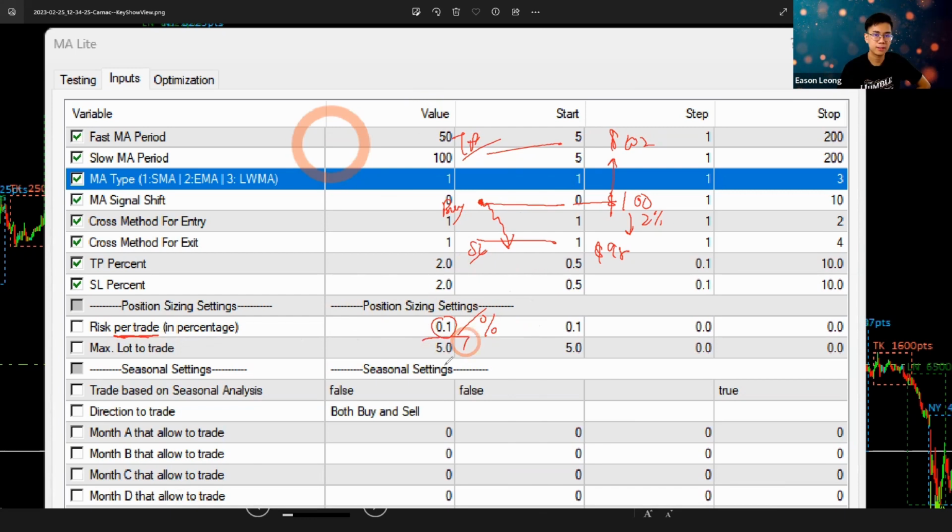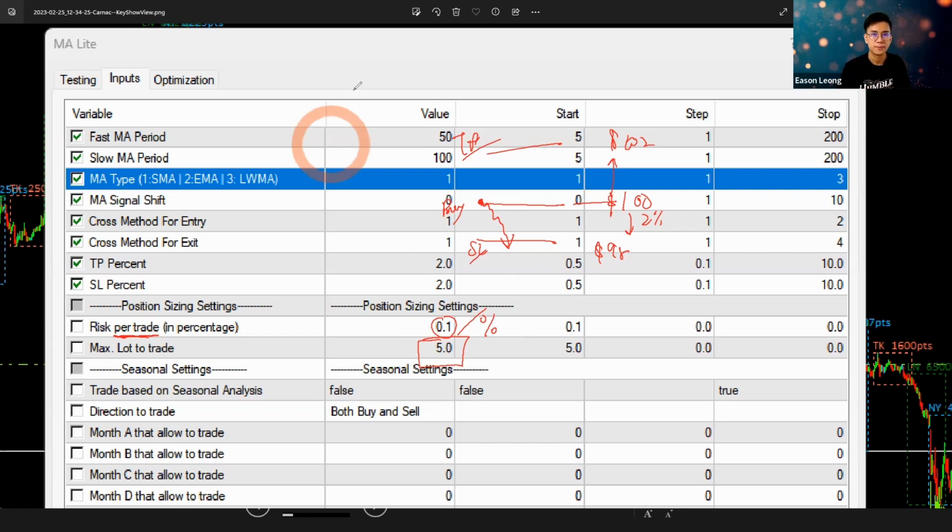Lastly, what is the maximum lot size that you are going to open? Because your account may be very small, or because your account may compound over time, hence you may want to increase or reduce this maximum lot. By default, just leave it to be.